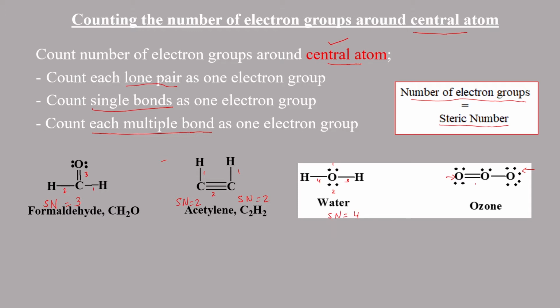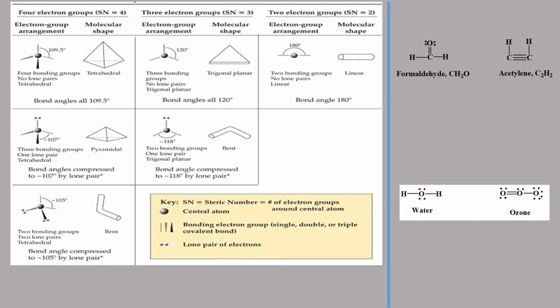Now in ozone, for oxygen, we will count the lone pair as one electron group. So we have one electron group, then the single bonds. So we have two electron groups, and then the multiple bond is my third electron group. So the steric number for ozone is going to be 3 electron groups. Let's do the next step, which is from the steric number, now you have to predict the electron group arrangement and then the shape of the molecule.